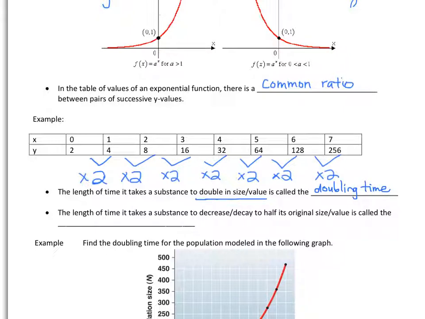Similarly, often we will look at examples where your quantity is decreasing by half, or the length of time it takes your quantity to decrease by half. We refer to that as the half-life. So we often speak of the half-life of, say, a radioactive substance. How long does it take for that substance to decrease by 50% of its original size?